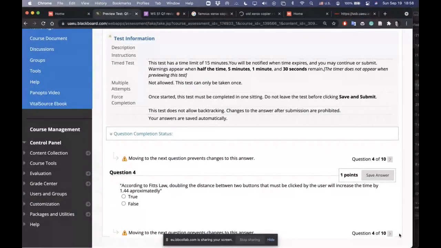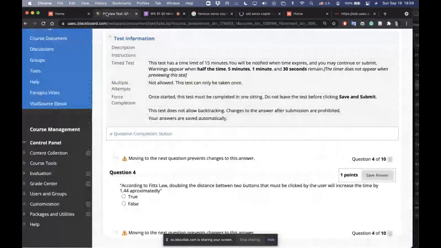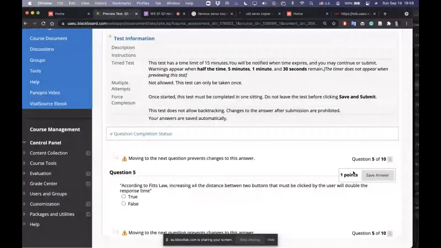According to Hicks Law, doubling the distance between 2 buttons that must be clicked by the user will increase the time by 1.44 approximately. Ooh, this is difficult. 1.44 approximately. What is that? Okay, fine. The square root of 2, no? No. Next one.